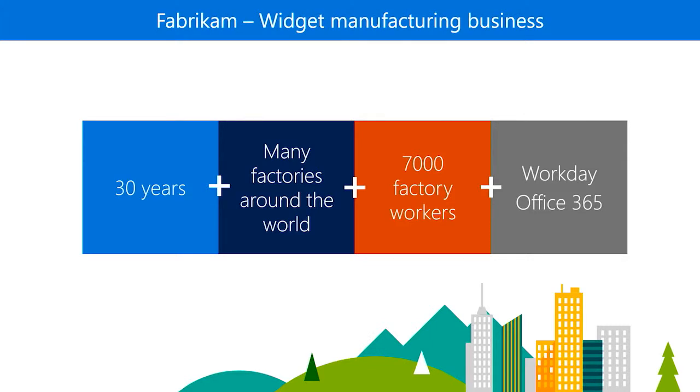Now, next up is Fabricam. They're a widget manufacturing company and have been making widgets over the last 30 years. They have more than 7,000 factory workers who sign into Active Directory every day to do their jobs. Now, Fabricam has decided to deploy Workday, an HR cloud-based application, to let factory workers handle their payroll online, and also to migrate to Office 365 so that these factory workers can actually receive their work schedules over email.